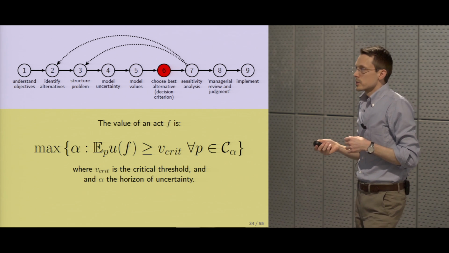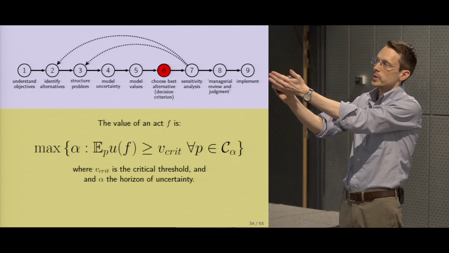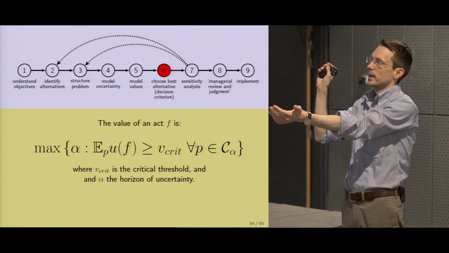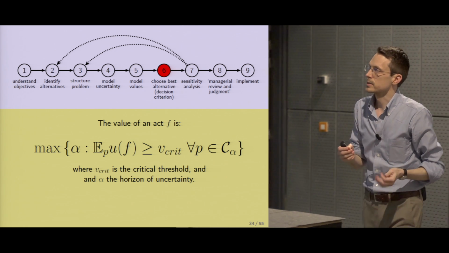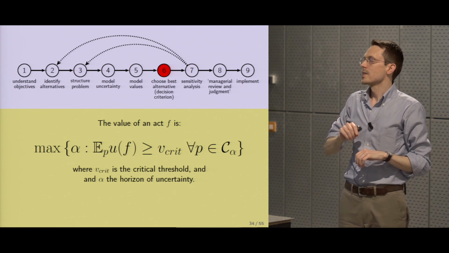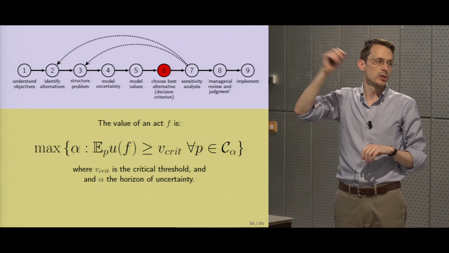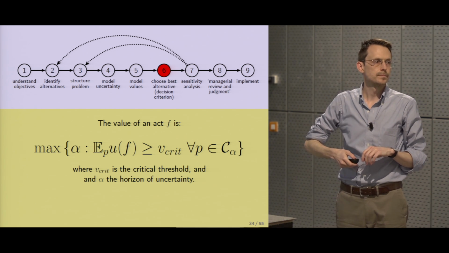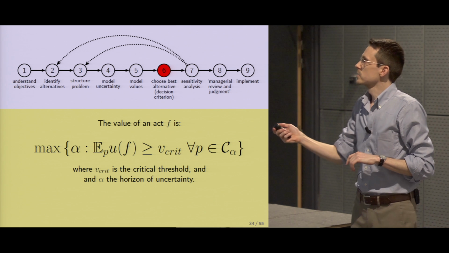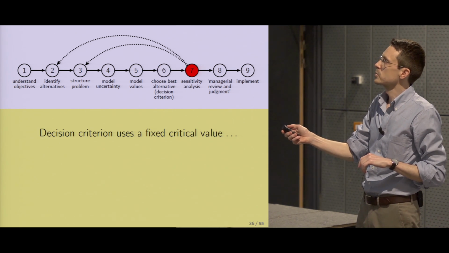Then the robustness criterion is that the value of each act, so these rings in infogap are indexed by alpha, so the value of each act is the biggest alpha such that that act guarantees you to be above critical for every distribution within that ring. So since this was just talked about, I'm going to skip through this visual demonstration.